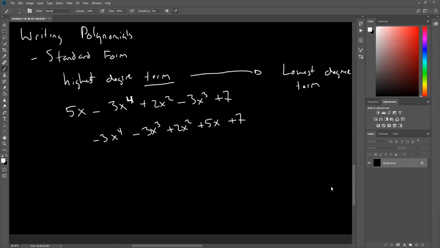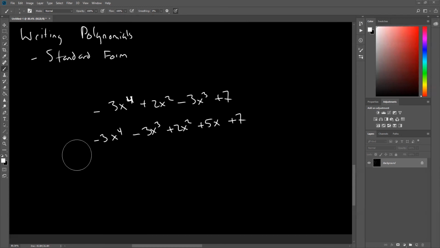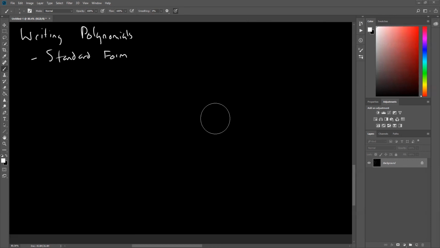Okay, now there's more classification you can do. I don't really see a point, but it does come in handy. So we're gonna go over it. So let's say we had the degree, an example too, and then the name. When we have the degree of 0, that's basically just any constant. So let's just say 5. The name we call it is just a constant.